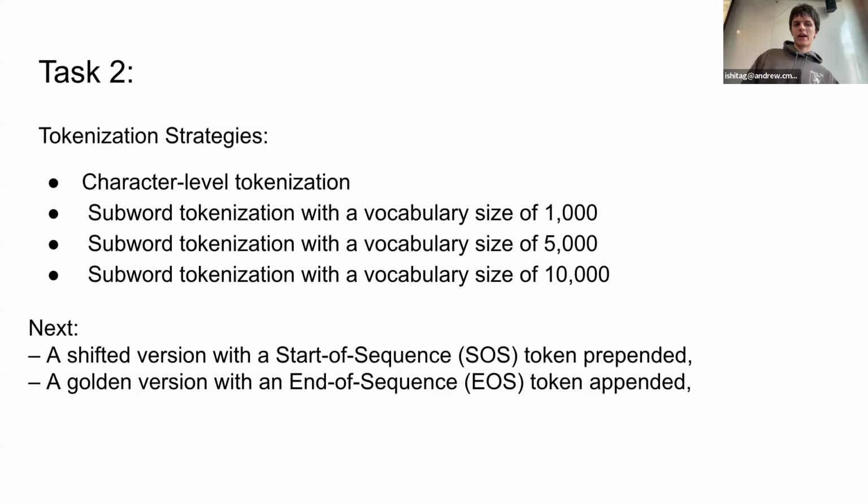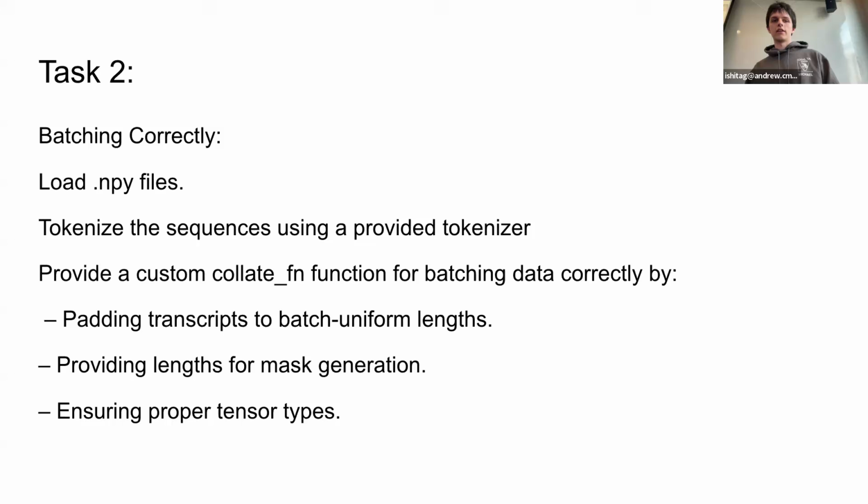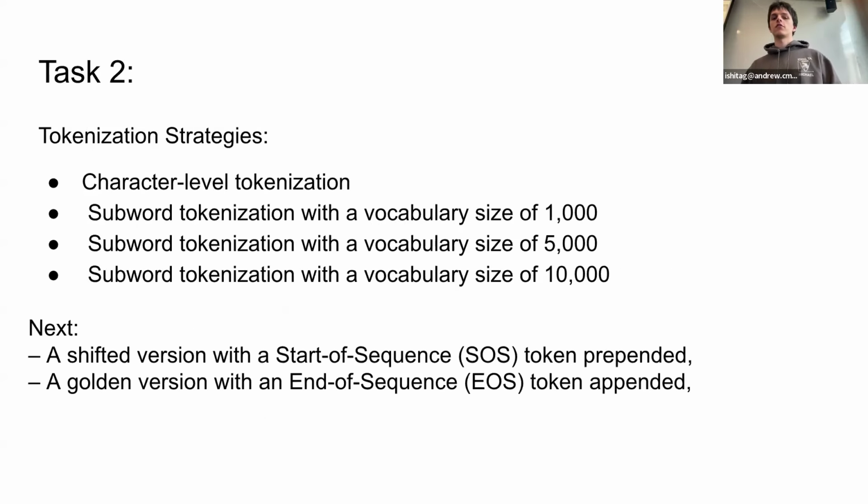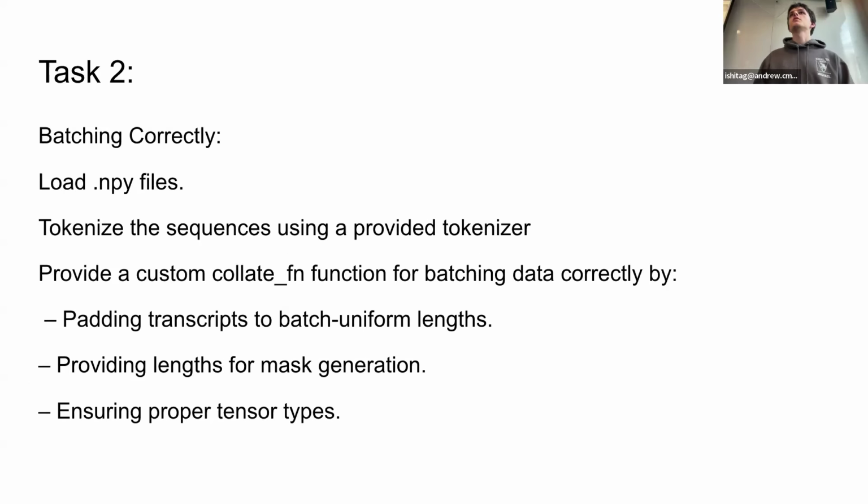One thing that is more supposed to be talked about here is batching. This is where you load your files, you tokenize your sequences with the provided tokenizer, then you add the golden shifted version with the start of sequence SOS token pre-appended, and the end of sequence token appended. Please, please, please pre-append and append. I've seen a lot of students run into issues where they just forget to append or pre-append from past semesters.